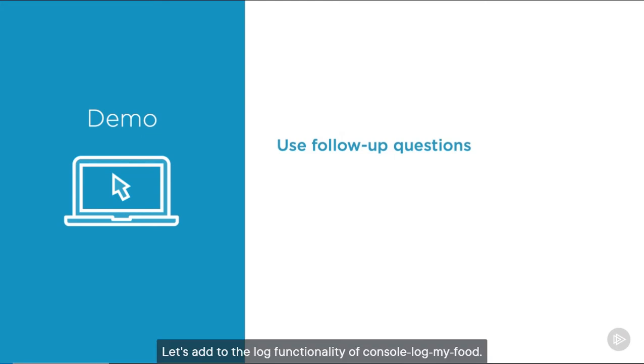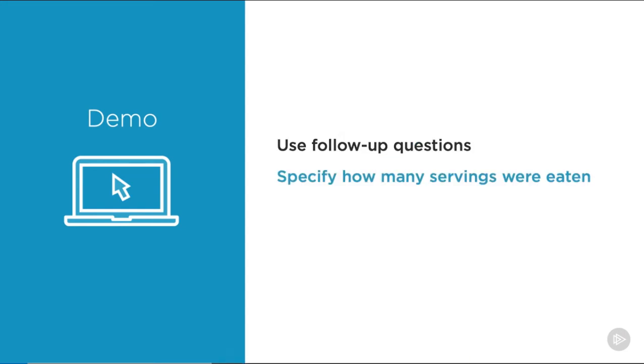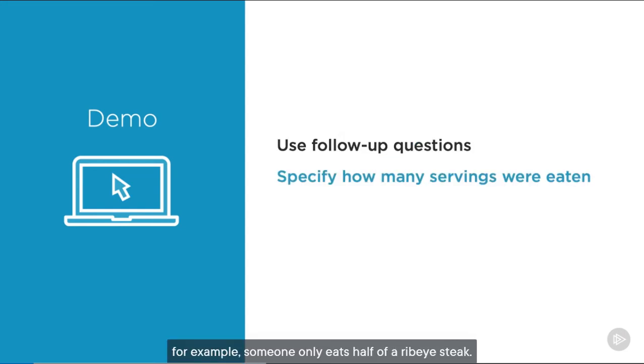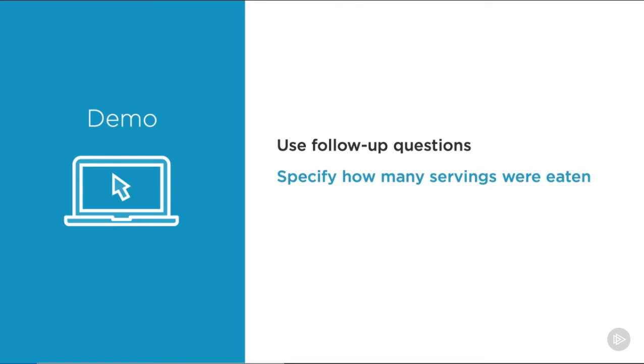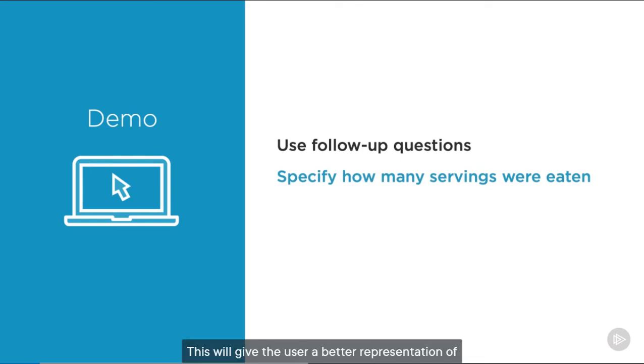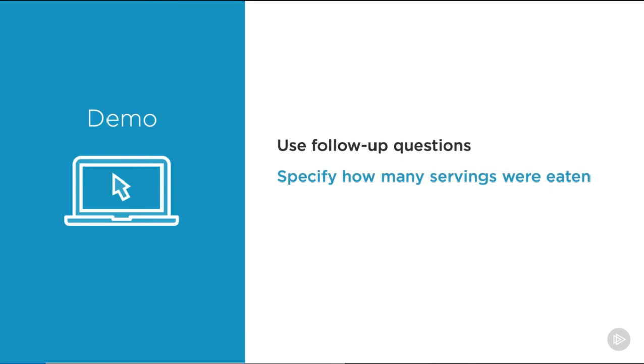Let's add to the log functionality of console log my food. I'd like to have a follow-up question if necessary. Sometimes people don't finish their entire serving. We want to adjust the calories when, for example, someone only eats half of a ribeye steak. This will give the user a better representation of what has actually been consumed.